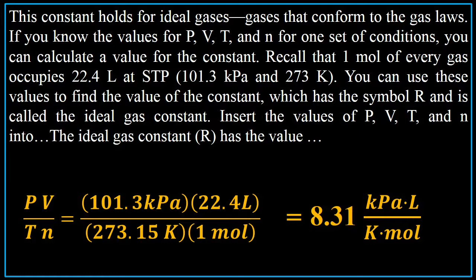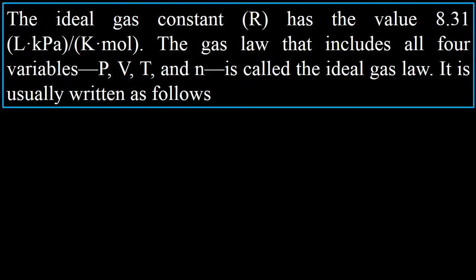R has the value 8.31 kilopascal liters over Kelvin moles, because it's 101.3 times 22.4 divided by 273.15 divided by 1, and that's your value. The ideal gas constant R has a value of 8.31 liter kilopascal divided by Kelvin moles. The gas law that includes all 4 variables, P, V, T, and n, is called the ideal gas law.